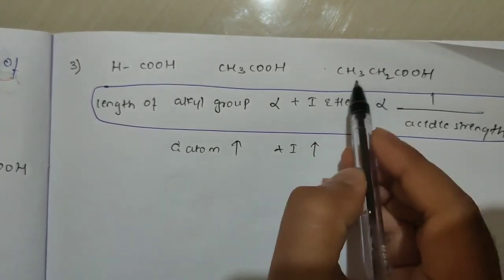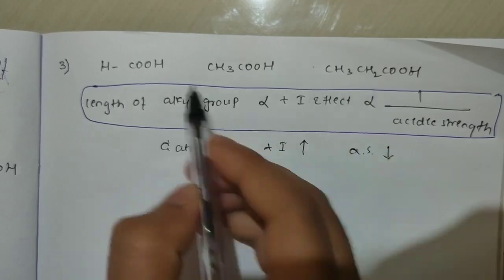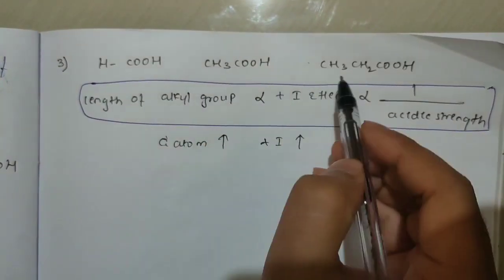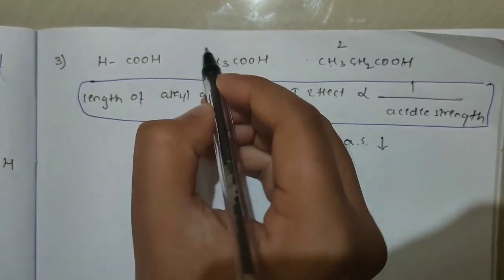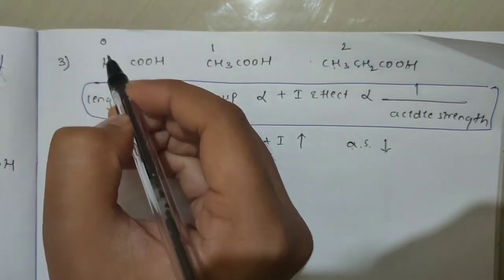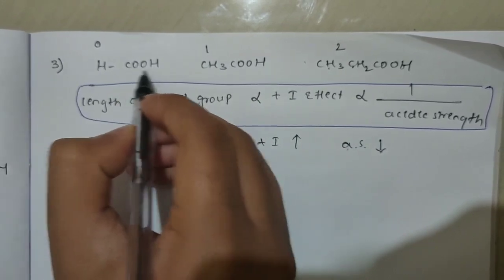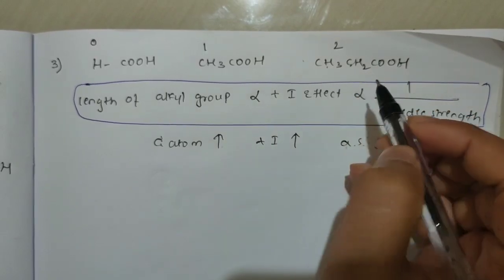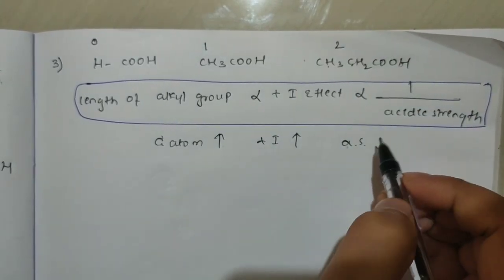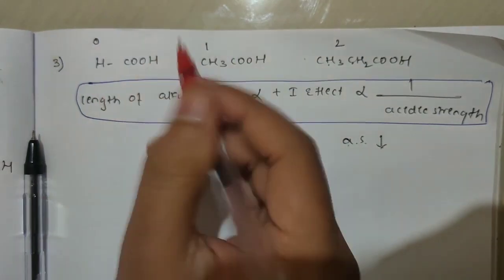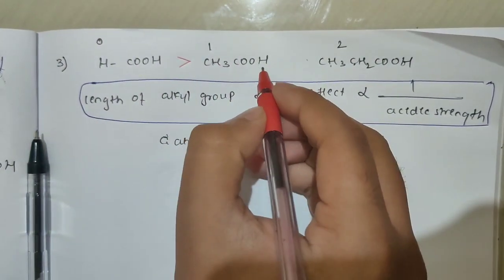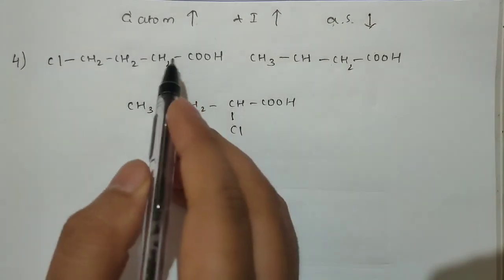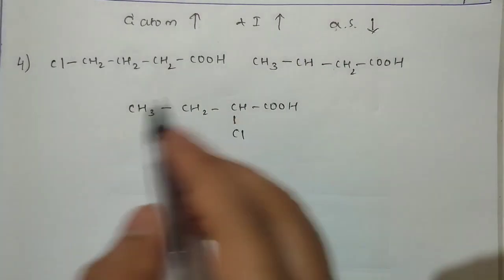You see here the alkyl chain is increased, here less, but what happens to our acidic strength as the number of carbon atoms increases? Here 2 carbon atoms, here 1 carbon atom, here 0 carbon atoms. But you should not count this carbon because it is a functional group. As the carbon atoms increase, the plus I effect also increases, but acidic strength decreases. So the order is formic acid greater than acetic acid, and acetic acid greater than propanoic acid. Let's discuss the fourth concept, and here I have given the examples.